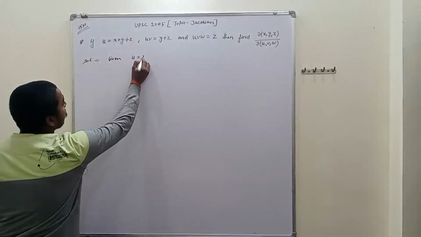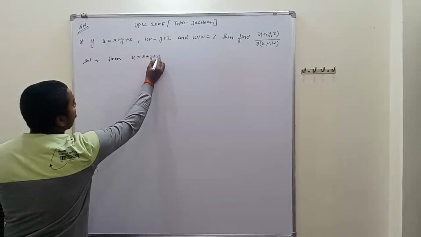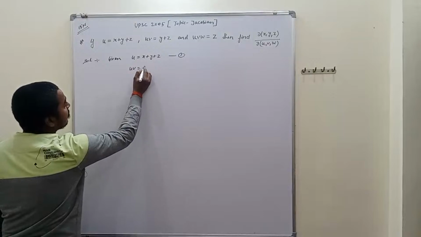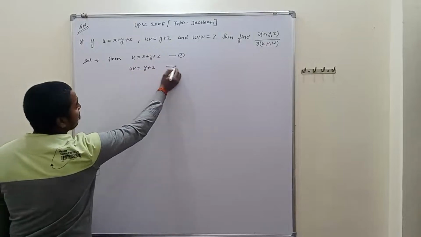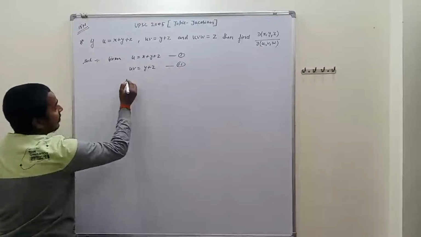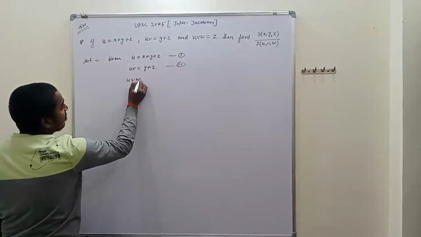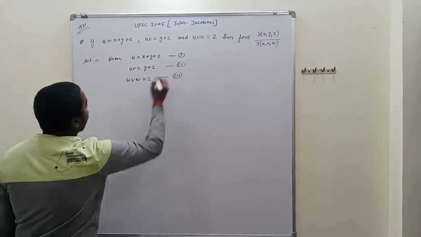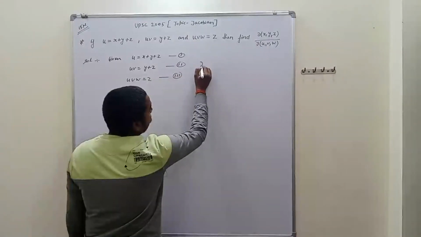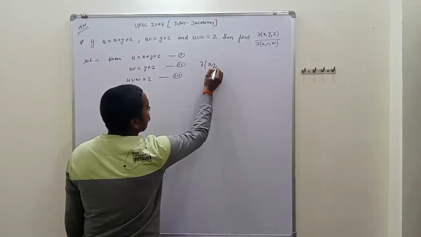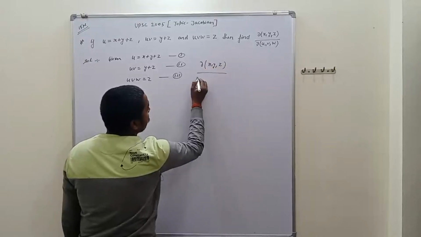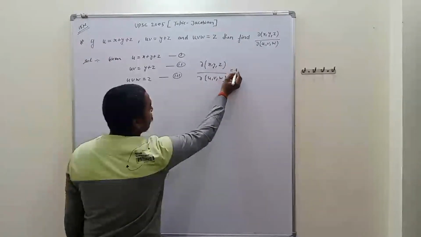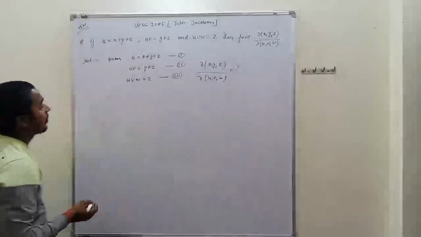u is equal to x plus y plus z, let this be equation 1, and uv is equal to y plus z, let this be equation 2, and uvw is equal to z, let this be equation 3, and we have to find del of x comma y comma z upon del of u comma v comma w. We have to find.